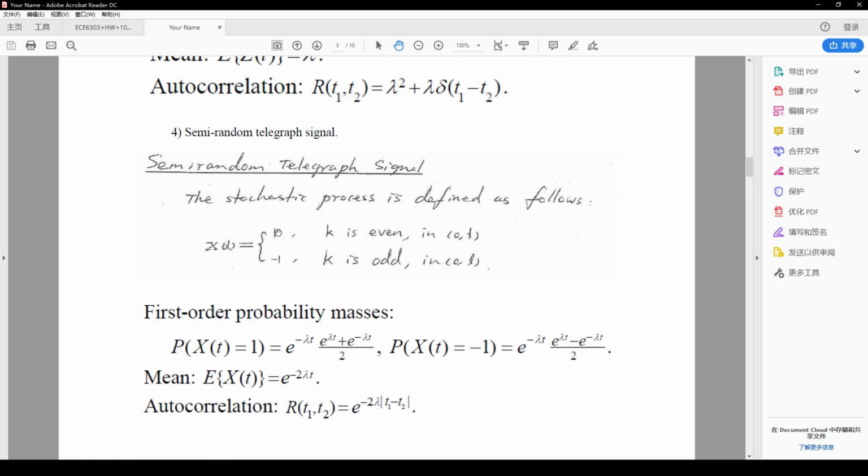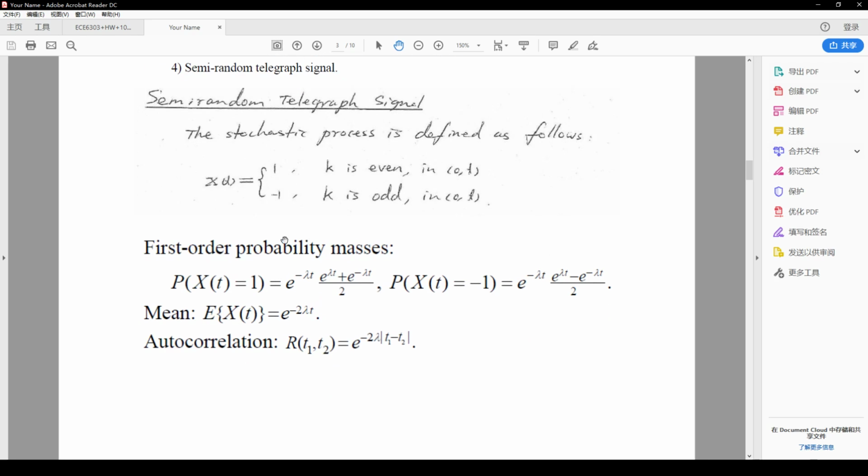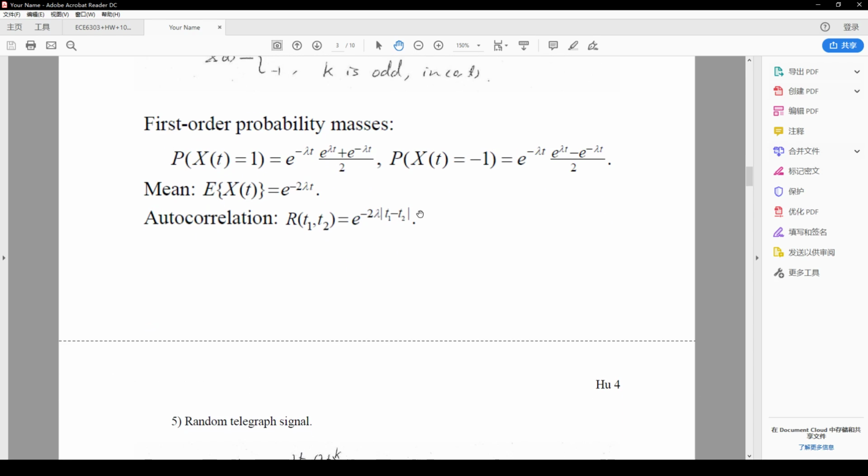Okay, and then it's the semi-random telegraph signal. The definition is like this: X(t) is equal to 1 when k is even in the interval 0 to t, and X(t) is equal to -1 when k is odd in the interval 0 to t. And also we got the first-order probability like this, and the mean value is equal to this, which is related to time, and the autocorrelation part is equal to this.